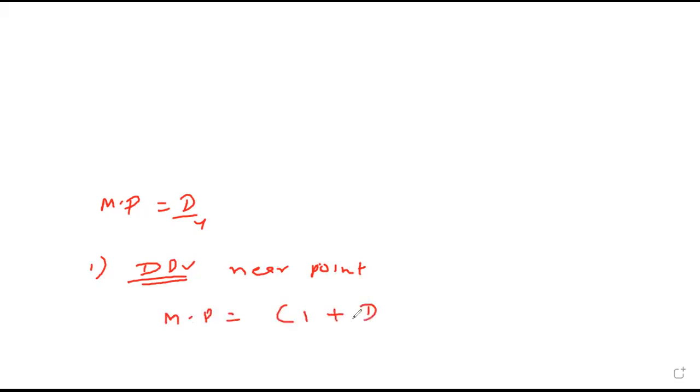Magnifying power of a simple microscope we got as D upon U. If the image is at D, also called the near point or normal position, then we got magnifying power as 1 plus D by F. And for infinity we got only D upon F.